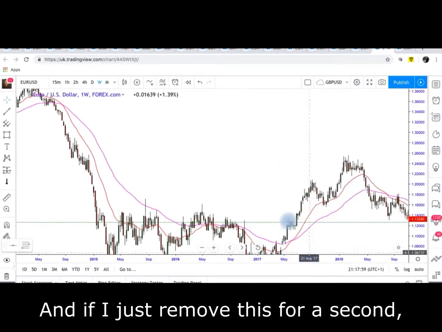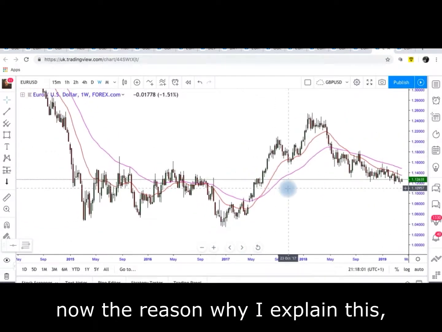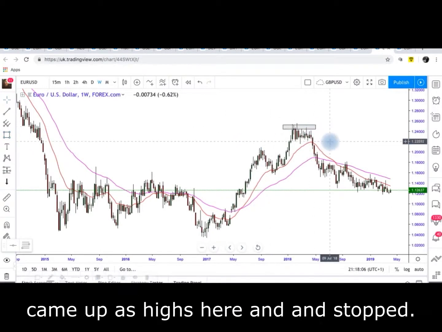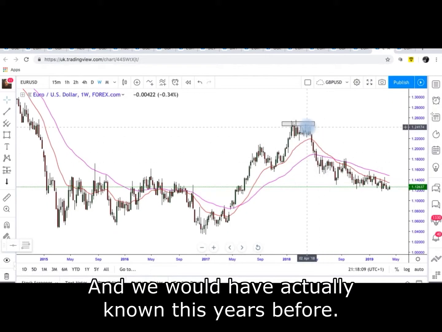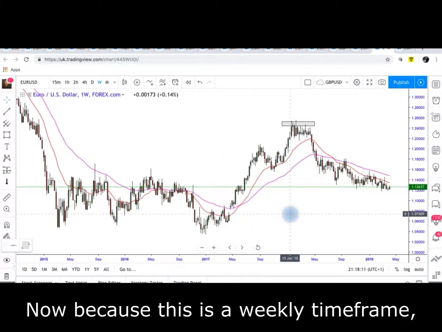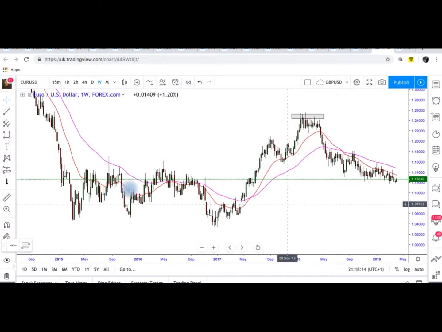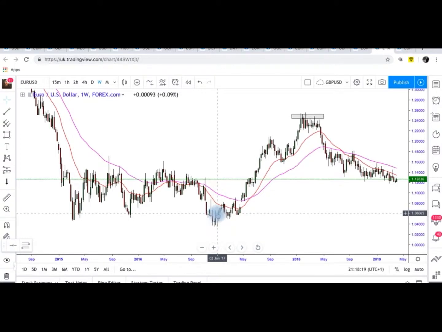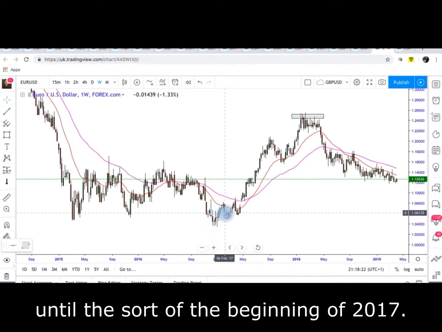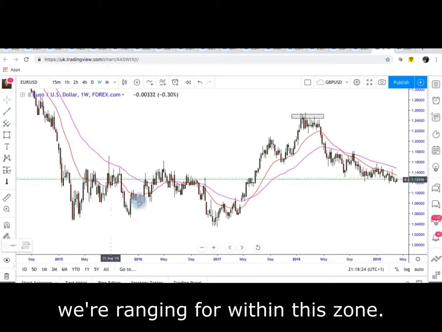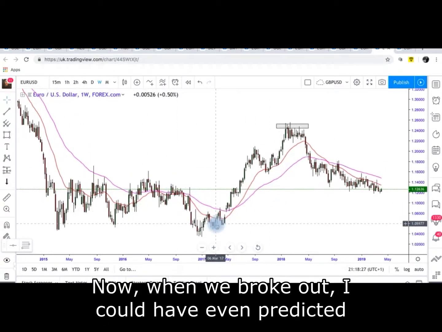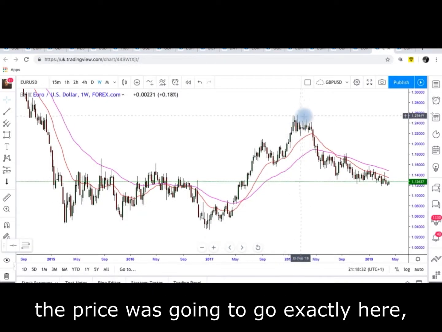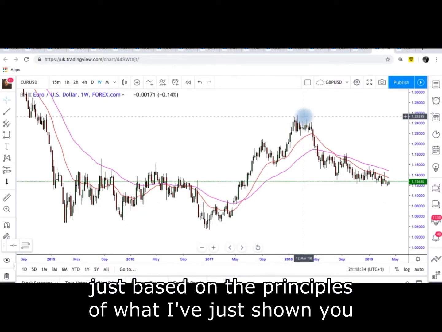Now, if I just remove this for a second. The reason why I explain this is because there was a specific reason as to why price came up as high as here and then stopped. And we would have actually known this years before. Because this is a weekly time frame, we were basically ranging from about the 9th of March 2015 until the beginning of 2017. So it's almost 2 years we were ranging within this zone. When we broke out, I could have even predicted the price was going to go exactly here, just based on the principles of what I've just shown you on how to trade a range.